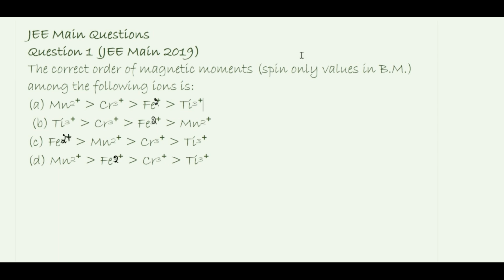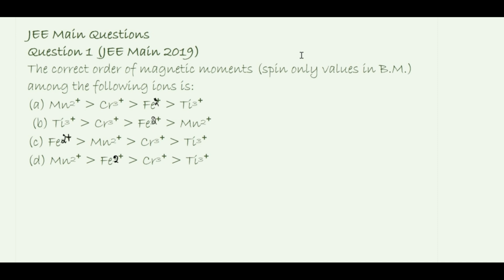Now this question, which was asked in JEE Main 2019, is a very simplistic question. Here I am going to tell you a trick. They are asking for the magnetic moment. The first thing first, you have to count the unpaired electrons.